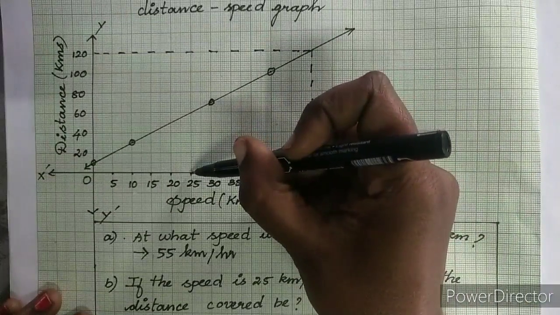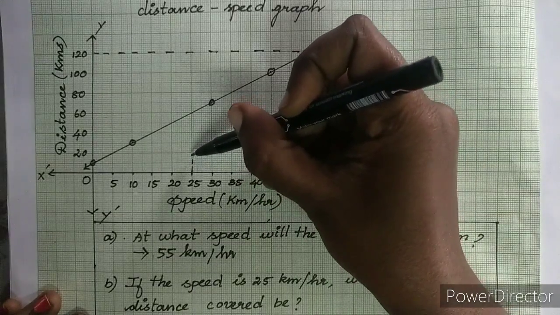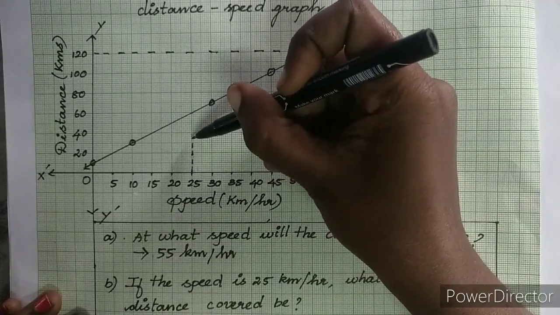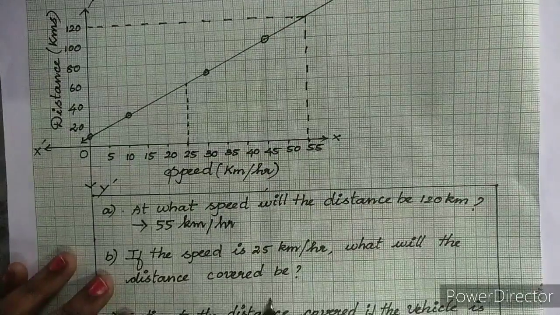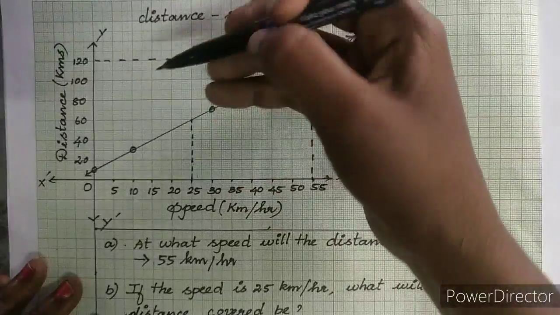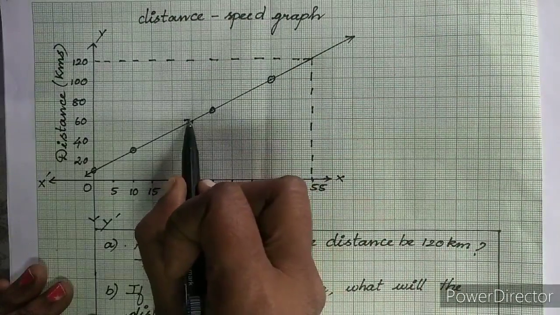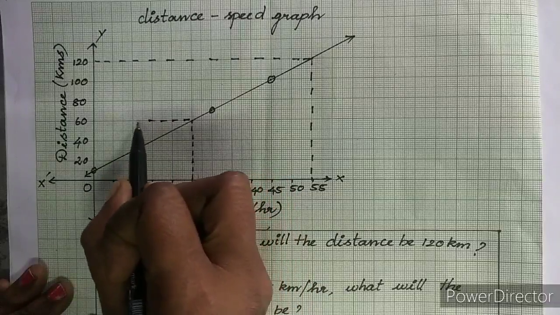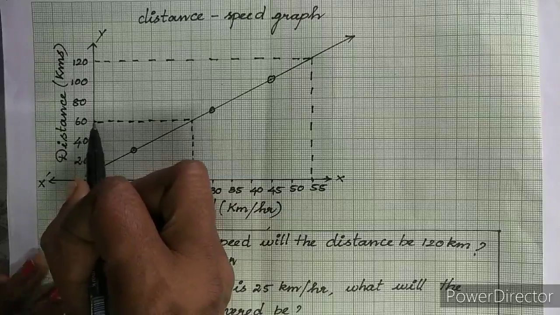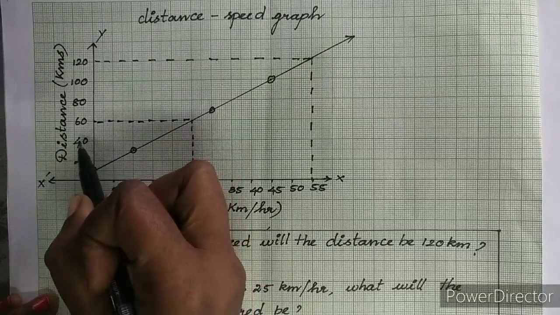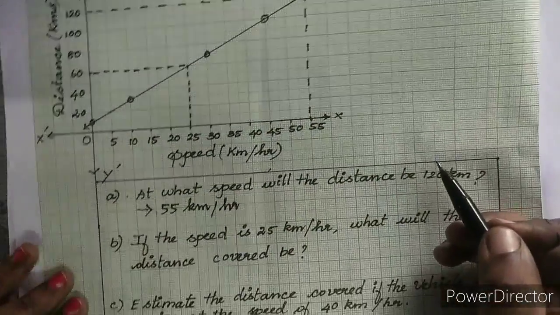25 km per hour is here. So to find the distance, we'll draw a segment straight to our line graph from 25 kilometers. And after reaching here, to find the distance covered, we'll move towards the y-axis. So we are reaching the point 60 on the y-axis, that is distance. So our distance covered will be 60 kilometers.